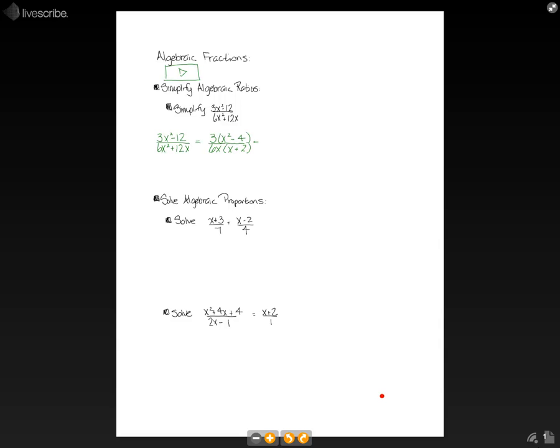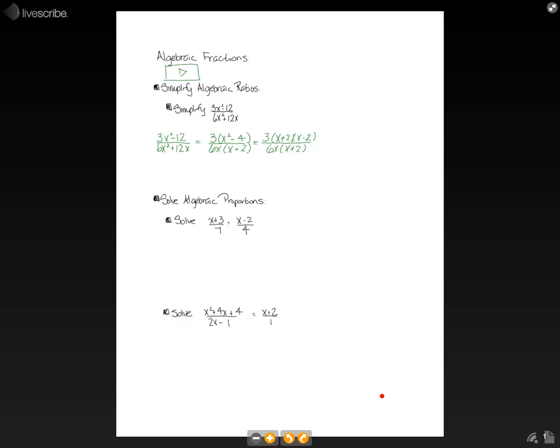Now we can continue. Let's look at the numerator again. We have 3 times quantity x squared minus 4. When you get better at factoring, you should be able to see quickly that x squared minus 4 can factor into x plus 2, x minus 2. And that's just something you'll get better with as you practice. The denominator is as factored as it's going to get, so you can just rewrite it as 6x times x plus 2.